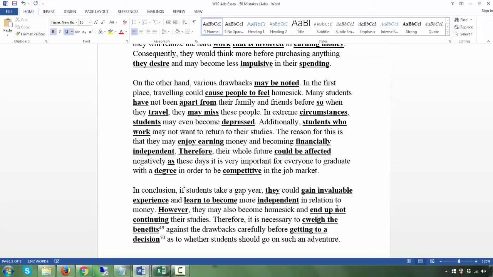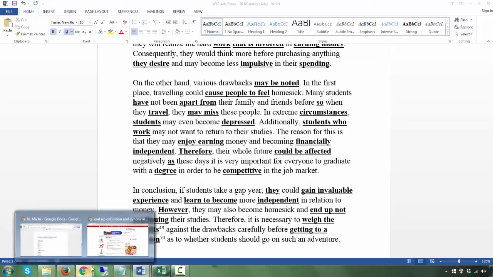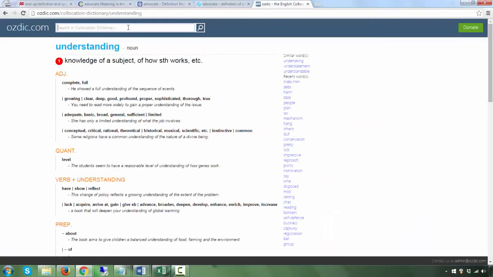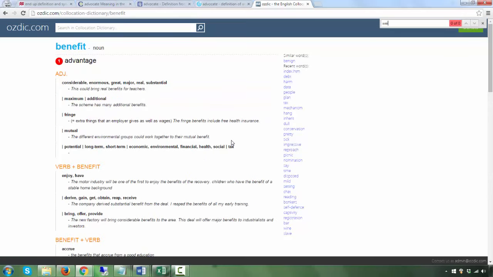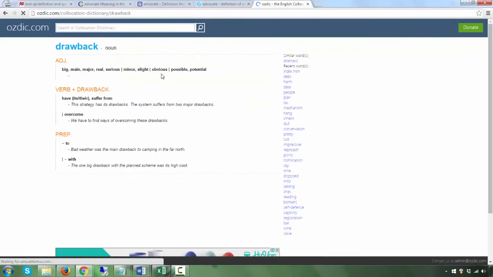very common phrase, sometimes you see it in the IELTS writing task 2 essay question. Weigh the benefits. Do the benefits outweigh? The verb weigh also goes, even though outweigh and weigh are not the same words, but this is one collocation. You weigh the benefits. I think you could probably find it here. Let's see whether you have weigh. You don't have weigh. Drawback, let's see whether you have weigh.